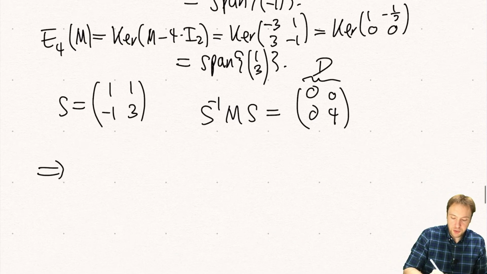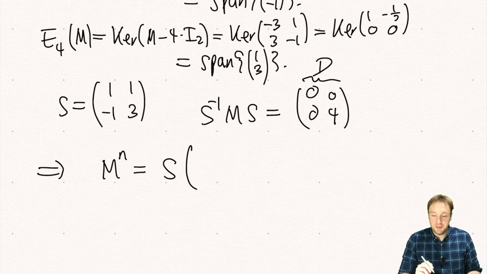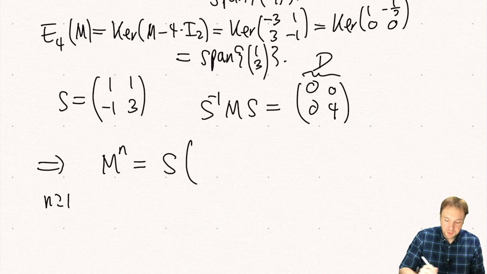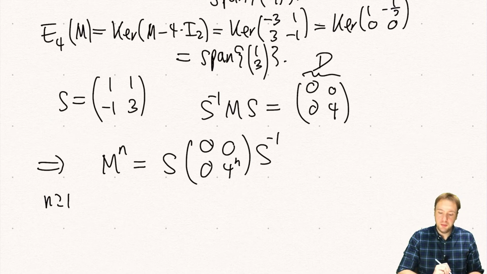So we have that M to the n equals S. And now I need to take D to the nth power. So here this is for n greater or equal to 1. So this is 0, 0, 0, 4 to the n, S inverse.